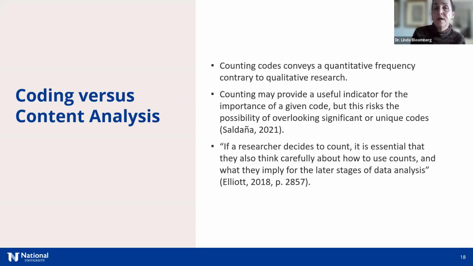Now, I also just want to say a few things about coding versus content analysis. Remember, because qualitative research is based on narrative information rather than numerical information, as is the case of quantitative research, counting codes is really a quantitative activity, and it's not really part of qualitative research. So counting codes, which one would do in content analysis, is not the way that one analyzes qualitative data. Counting can provide a useful indicator for the importance of a given code. You can note that a code has appeared 20 or 40 or 80 times, but that really isn't part of the deeper aspect of analysis.